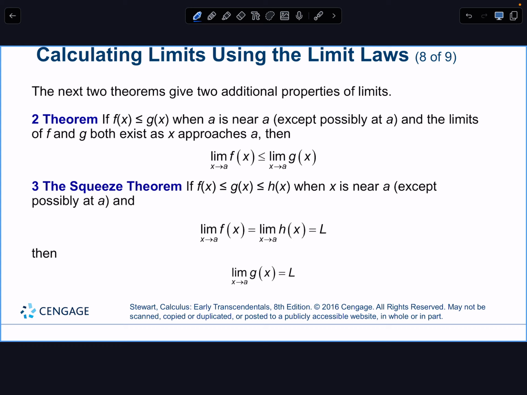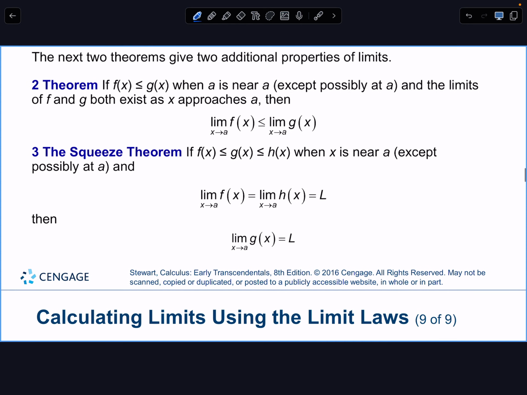And then it says, if as x approaches a, the f function line is always below the g, then the limit of f is below the limit of g. So the limit won't jump up somewhere else. It's all about what the behavior is when x is near a.